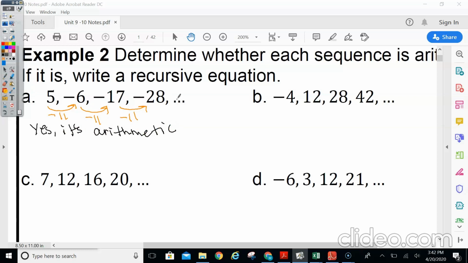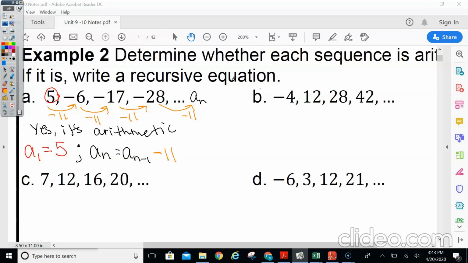And it says, if it is, write a recursive equation. But for the recursive equation, we need a sub 1. So again, that's the first number, 5. And then we say, to get the next one, to get a sub n, I take the previous one, which is negative 28, and I subtract 11. So again, pretend I wanted a sub 5, 1, 2, 3, 4, 5. I wanted the next one, I would take the previous one and subtract 11 from that. So that's basically what this recursive notation is saying.